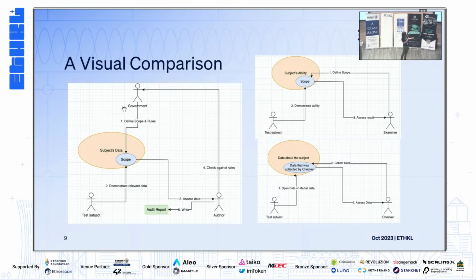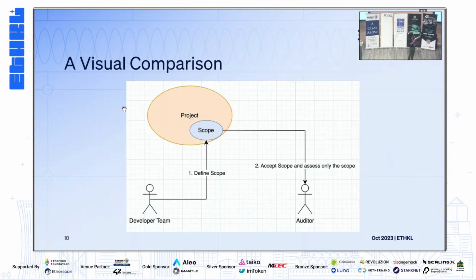What audit is in Web3 space is this. The developer team defined the scope, okay? So this is completely different. The developer team define the scope, and auditor accept the scope and assess only that scope, right? So of course there are a lot of like notions that comes out of this.